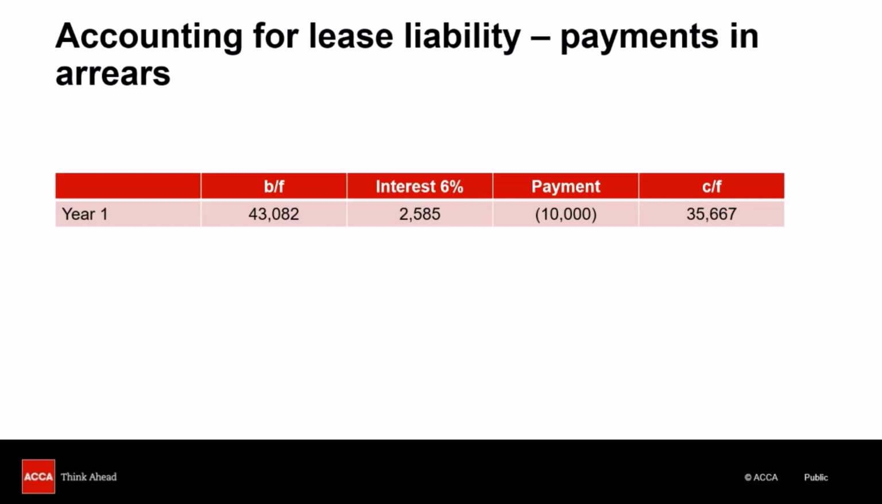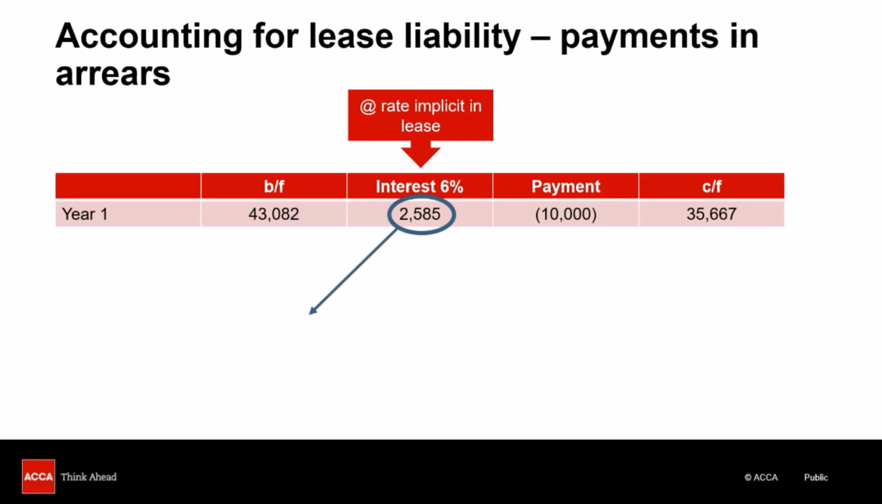Over here it was at 6%. This 2585 value has been calculated by multiplying 6% with 43082. Then at the year end, we make the installment payment, which is 10,000, and the balancing figure is the carried down balance. So brought forward plus interest minus the payment, a balancing figure is the carried down balance. Now this 6% is the interest rate implicit in lease, just as we discussed before. This interest expense is going to go in the statement of profit or loss.